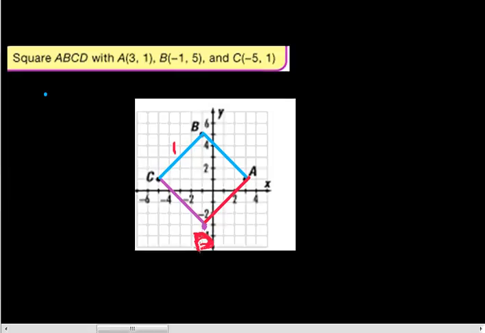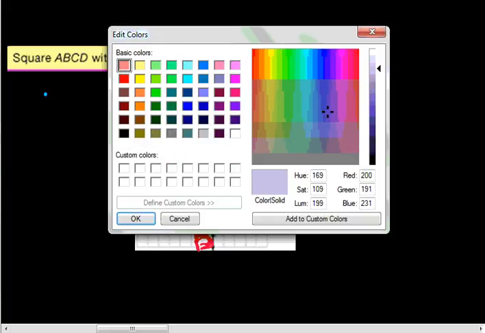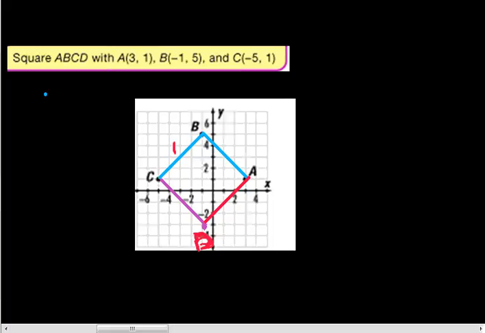If you check the slope of segment DA, you get the same value. I rise 1, 2, 3, and 4, and run over 1, 2, 3, 4. My slope is going to be 1. So you have 1 and 1.